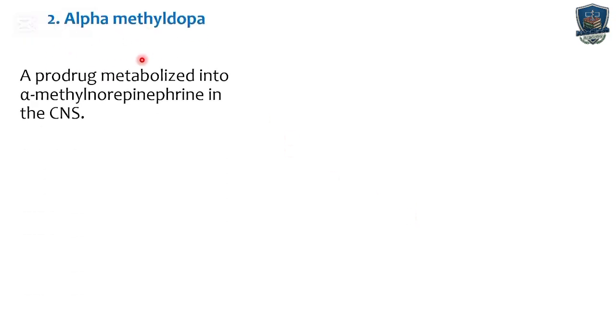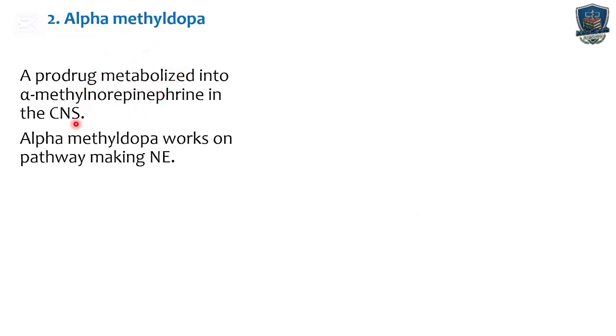Let's continue. Next, we've got alpha-methyl-dopa. Alpha-methyl-dopa is a prodrug. It's metabolized into alpha-methyl-norepinephrine in the central nervous system. When that happens, alpha-methyl-dopa works on the pathway that makes norepinephrine. Remember, our major aim is to prevent the release of norepinephrine, because norepinephrine is an example of catecholamines that promote sympathetic activity. Alpha-methyl-dopa works best when it comes to that. Remember, alpha-methyl-dopa is also known as aldomet.